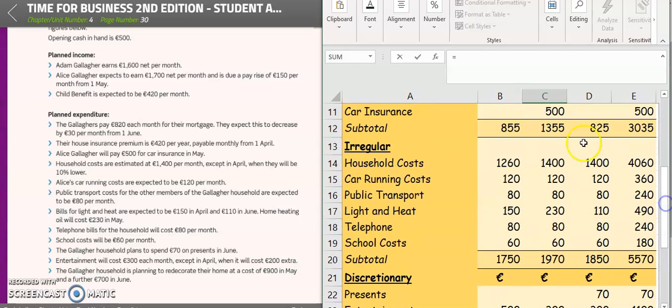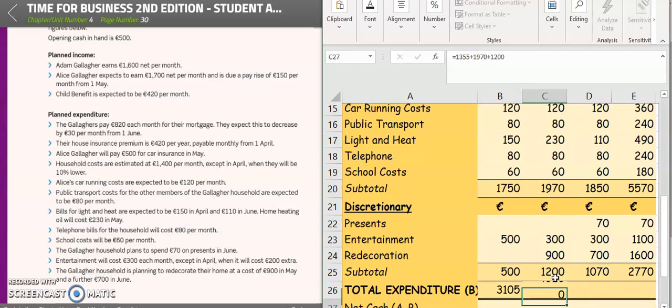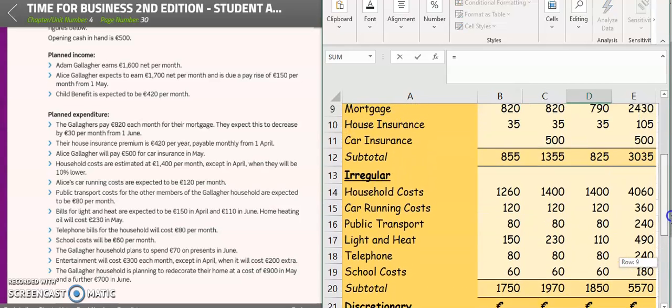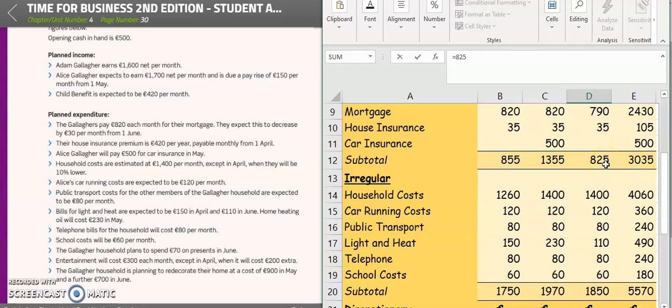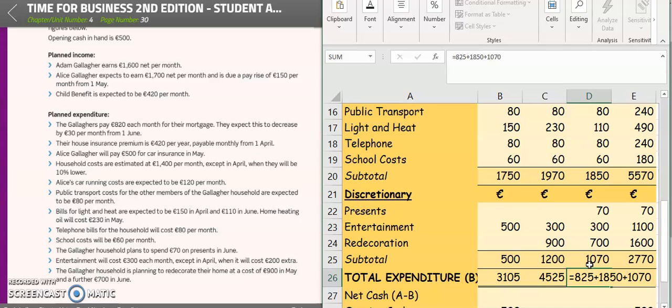So for May, 1,355 plus 1,970 plus the discretionary, which is 1,200. That's going to give us 4,525. And then the last one, in your calculator you're going to put in 825 for June, your fixed, plus your irregular of 1,850, plus your discretionary of 1,070. And then you can add those three across, so 3,105 plus 4,525 plus 3,745. And that gives us 11,375 for their total.